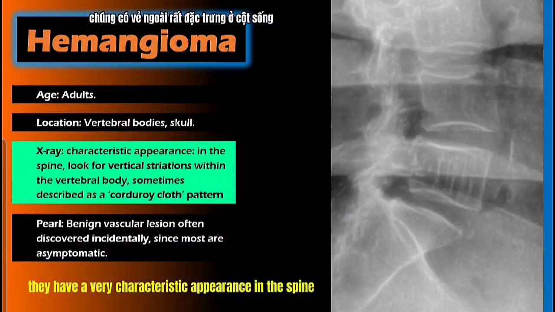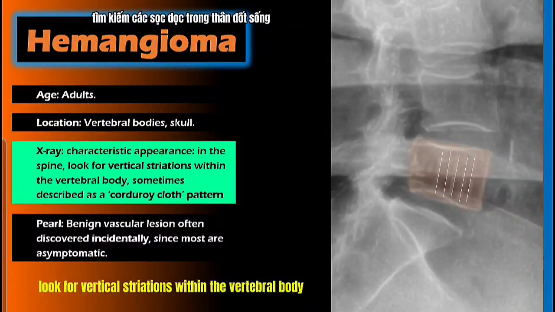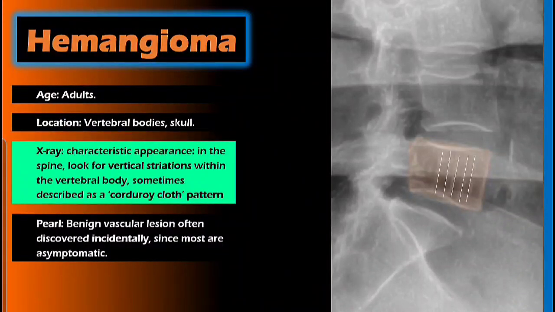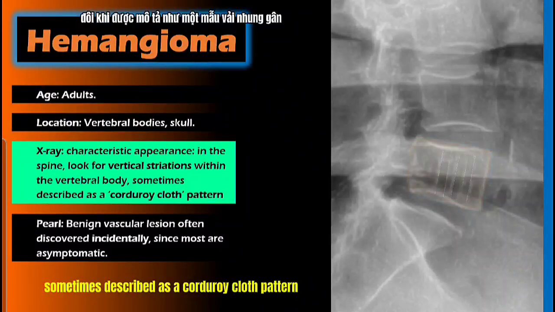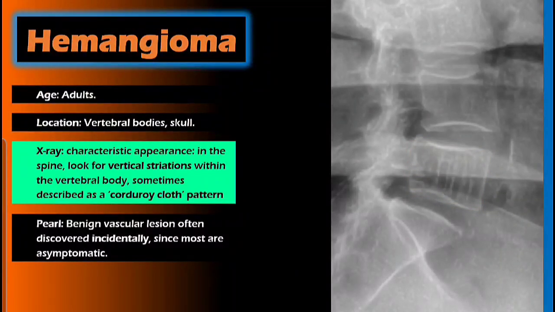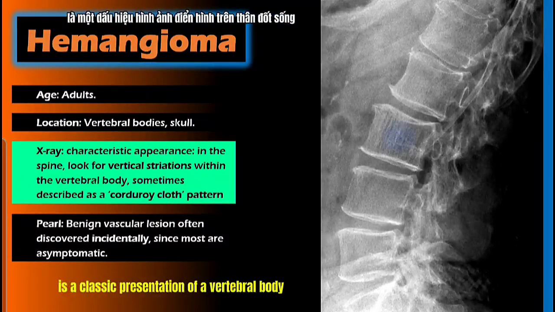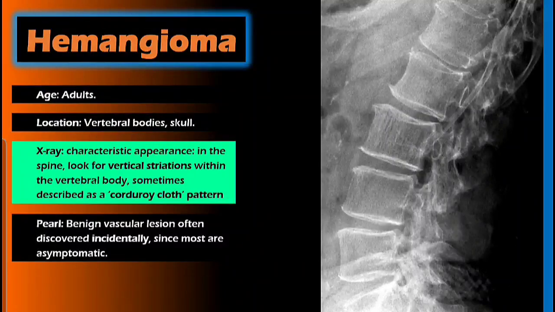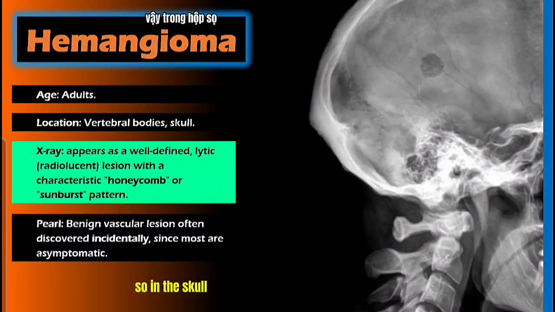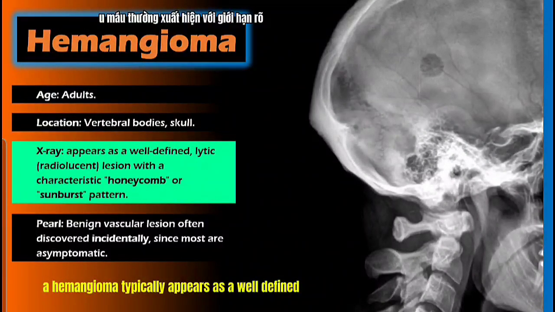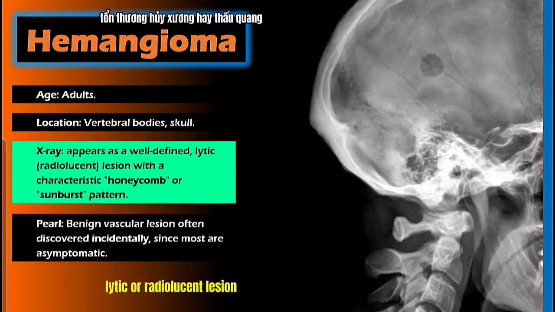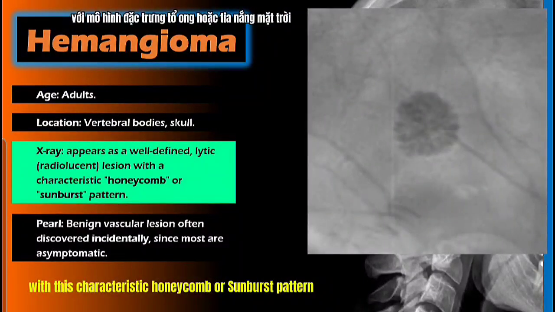On X-ray, they have a very characteristic appearance. In the spine, look for vertical striations within the vertebral body, sometimes described as a corduroy cloth pattern. This type of appearance of the vertebral body is a classic presentation of a vertebral body hemangioma on X-ray. So in the skull, a hemangioma typically appears as a well-defined lytic or radiolucent lesion with this characteristic honeycomb or sunburst pattern.